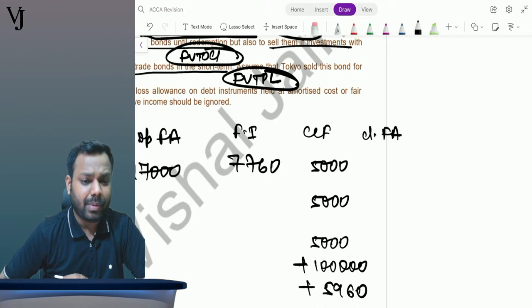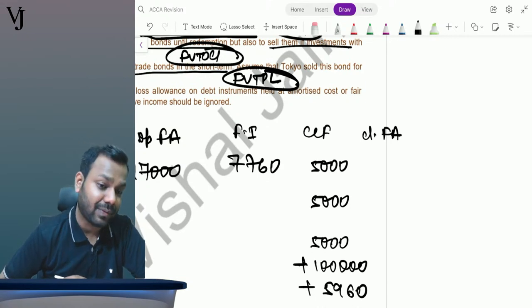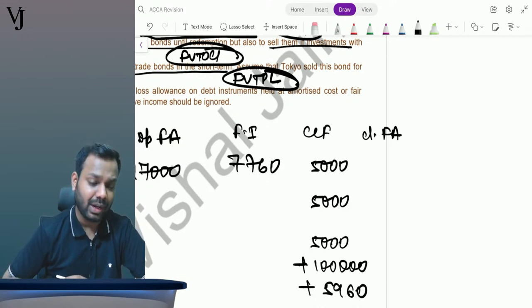No, Vidisha, getting premium is not a right. It's a contractual cash flow, okay?